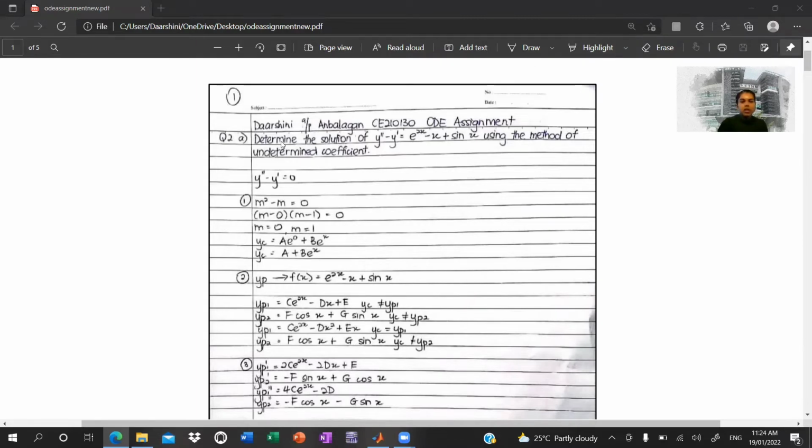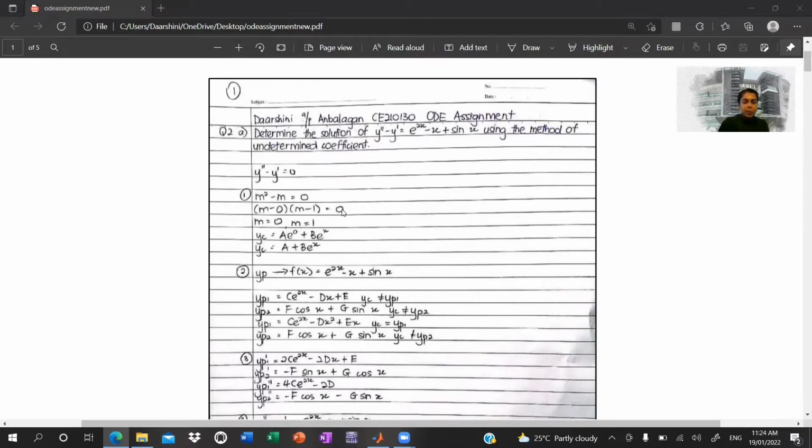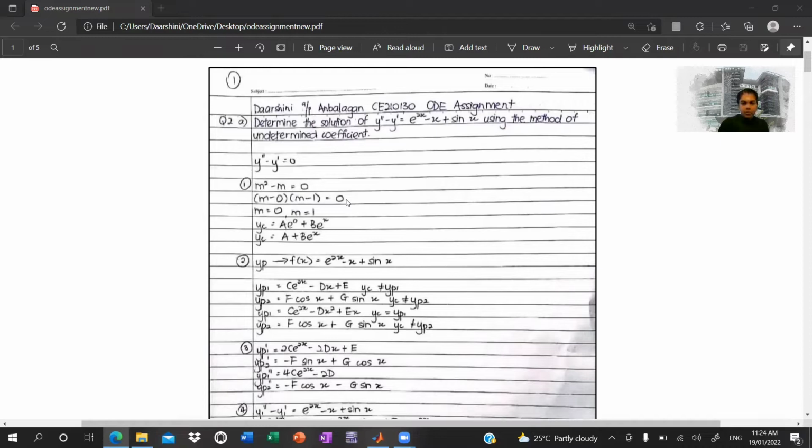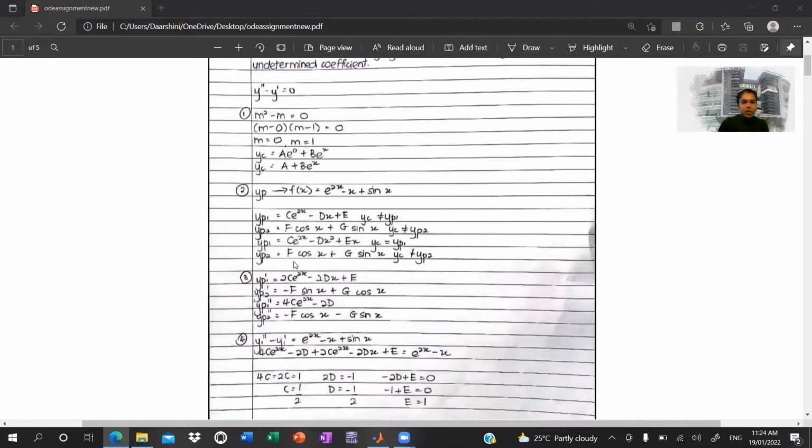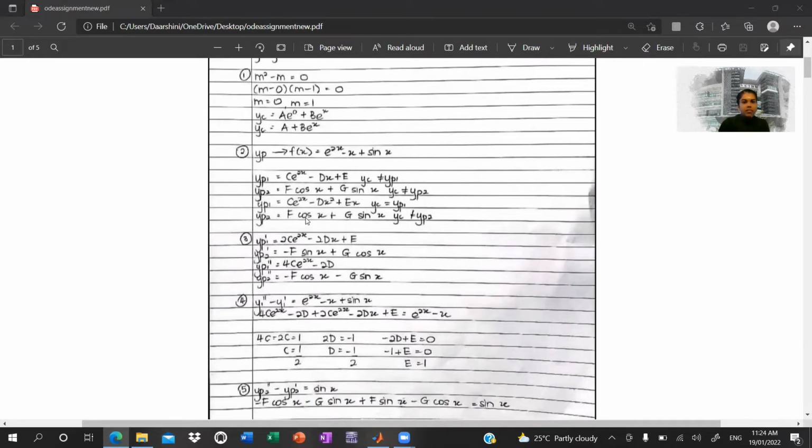I will be presenting question 2A: determine the solution of y double prime minus y prime equals e to the 2x minus x plus sine x using the method of undetermined coefficients. My yc equals a plus b e to the x, my yp1 is c e to the 2x minus d x squared plus e x, and my yp2 is f cos x plus g sine x.